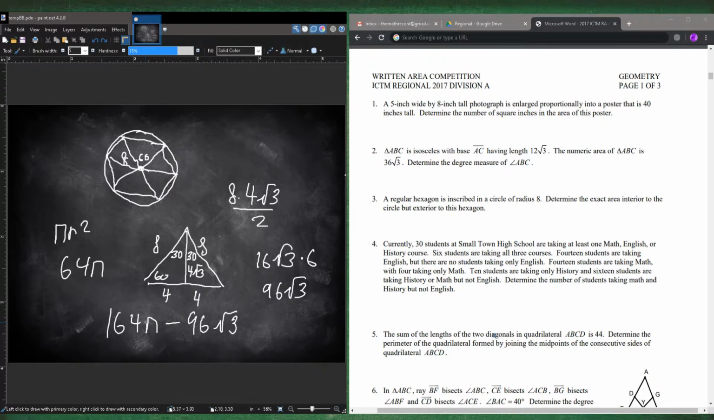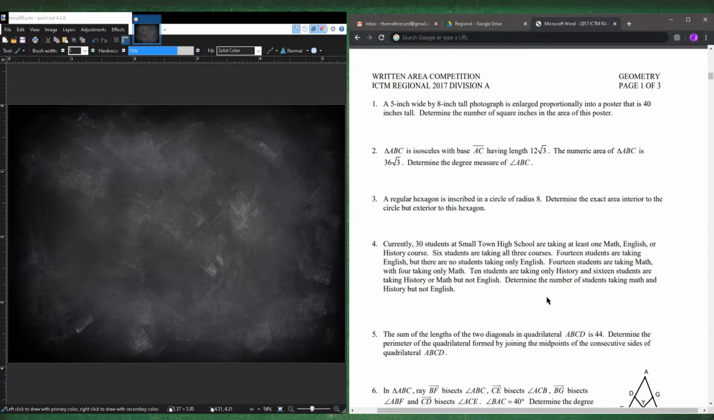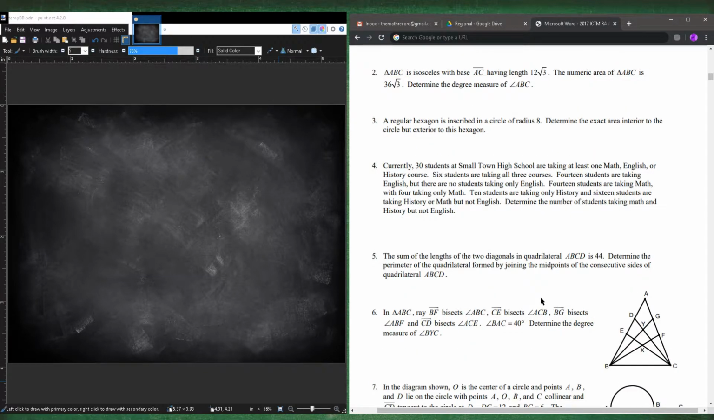I usually write pi's like this. Okay, you just write pi. 64 pi minus 96 square root 3. And that's your actual answer, the exact answer. So don't use your calculator to do any rounding. You have to write this exactly to get the point. It's only 1 point.